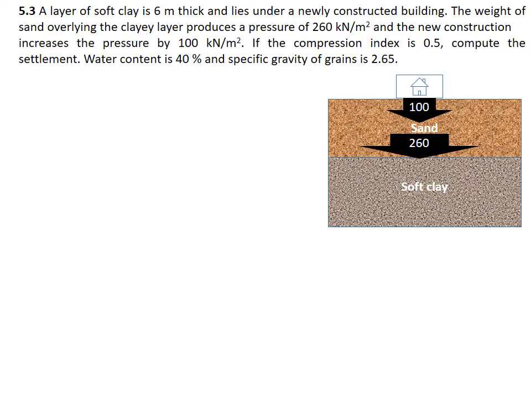So as you can see in the figure, the given field conditions, we have a clay and a sand above it, so it's undisturbed. So that whole sand is giving a pressure of 260 kPa on the clay. Now we have a new construction, a building, which increases that 260 by 100. So the final stress which is coming on the soft clay is 260 plus 100. So from this stress, how much is the settlement we need to compute.